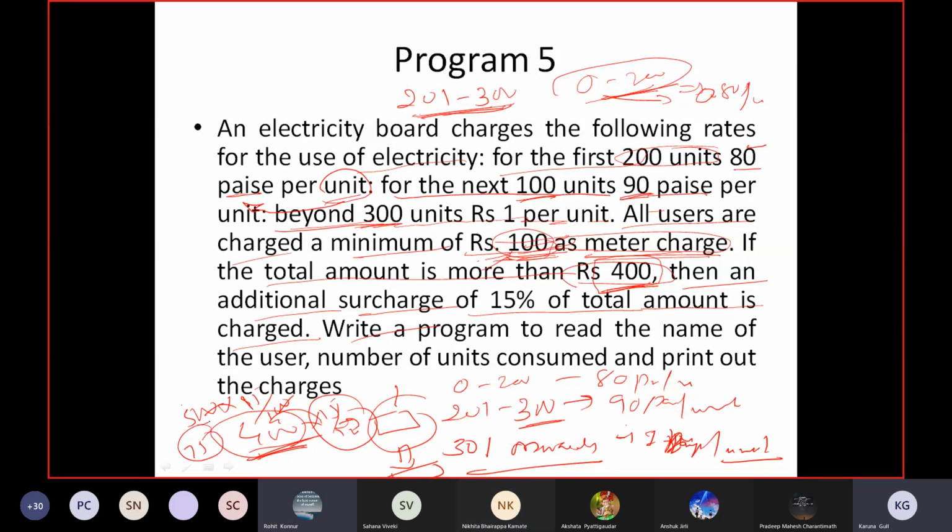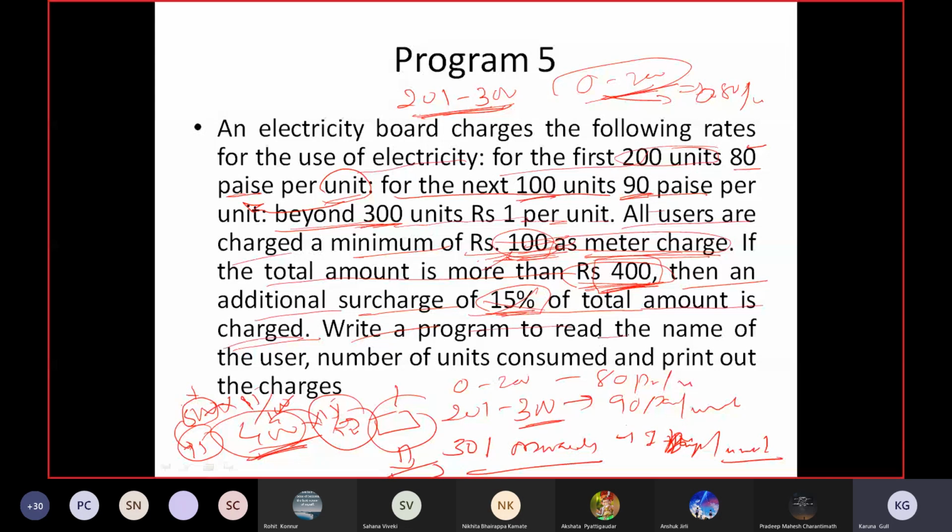So even though you are supposed to pay only 500 rupees, you are not paying only 500 rupees. You have to pay 75 rupees extra there. So 575 rupees that you have to pay. This is 15% extra on the amount if it is crossing 400 rupees. If it is less than 400 rupees, no need to pay a 15% extra there. That's what they have mentioned here.